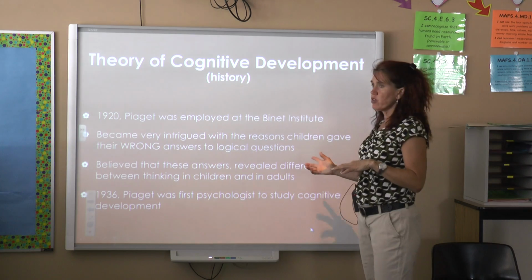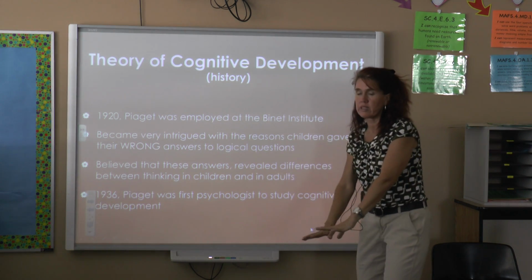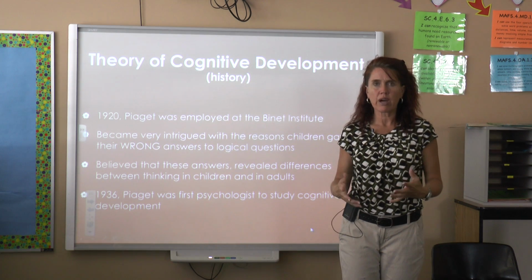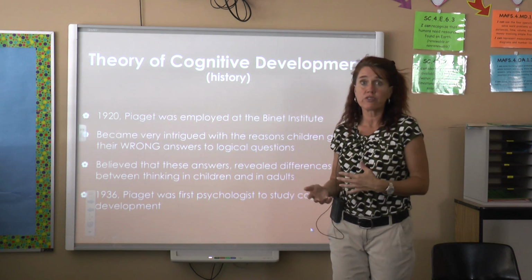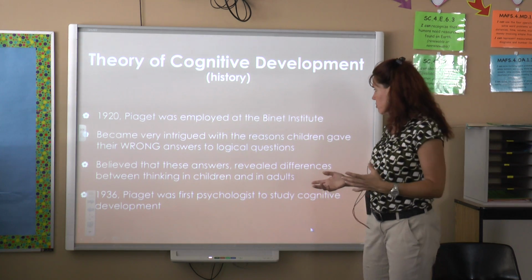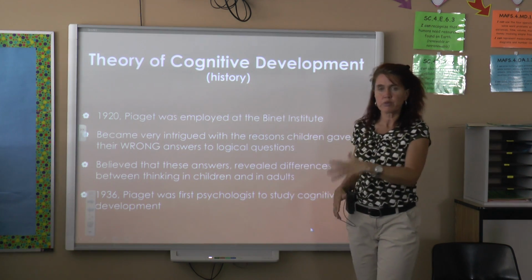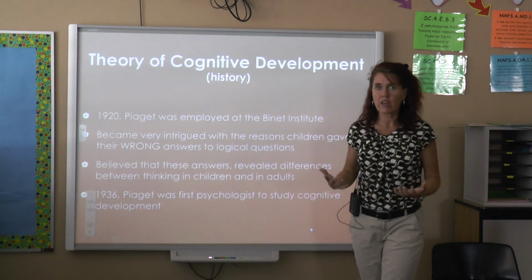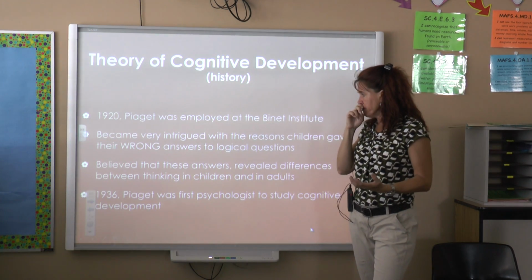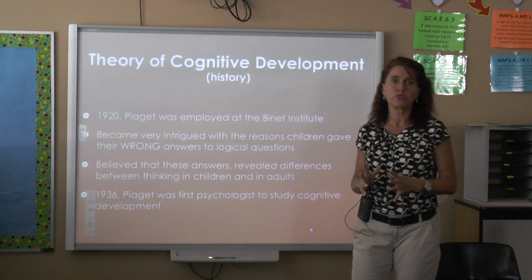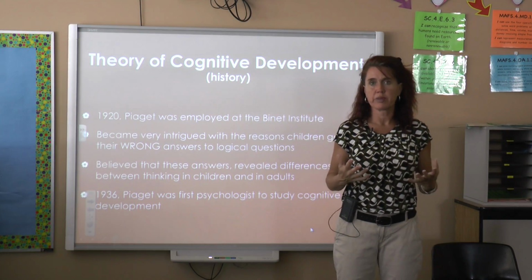He was very intrigued why children, not people, but children, answered incorrectly, or why they gave the wrong answers to very logical questions. So he then knew, okay, there's a difference between children and adults in the way that they think. In 1936, he was the first psychologist to study this cognitive development.